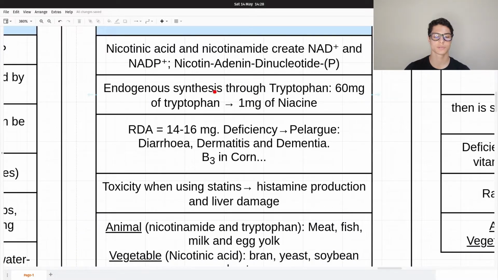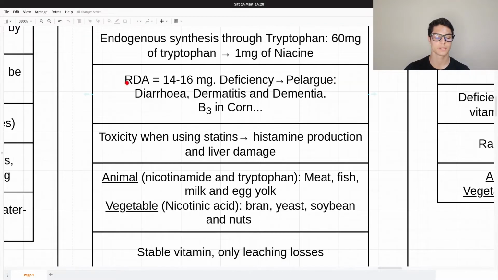And the endogenous synthesis through the tryptophan, because if we consume tryptophan, we can create niacin, because 60 milligrams of tryptophan give us 1 milligram of niacin. The RDA says from 14 to 16 milligrams a day. The deficiency of this vitamin creates the pelagra, which is diarrhea, dermatitis, and dementia, the 3D diseases.